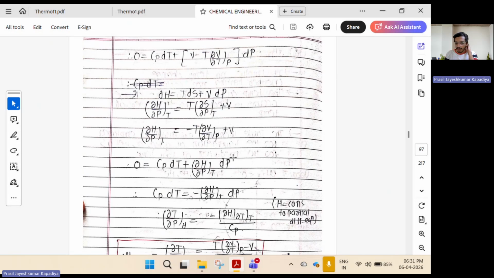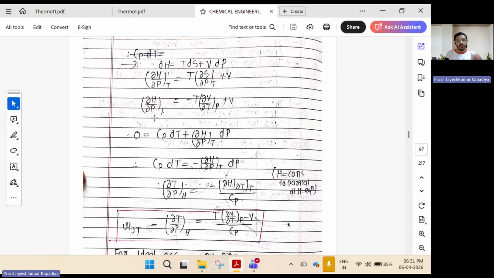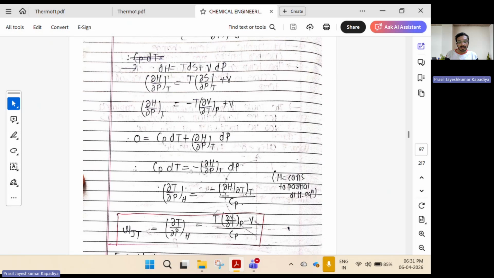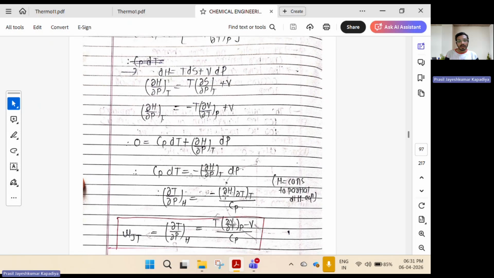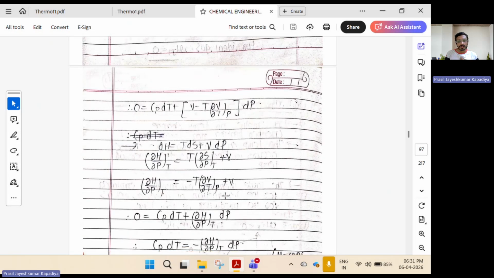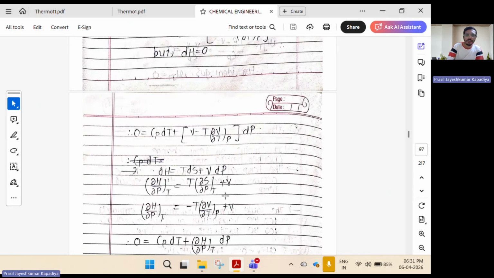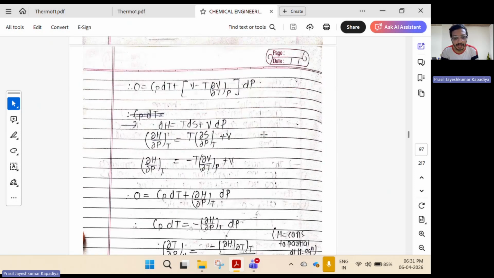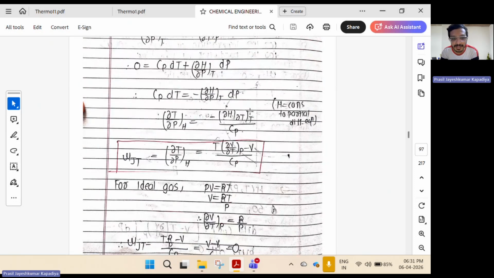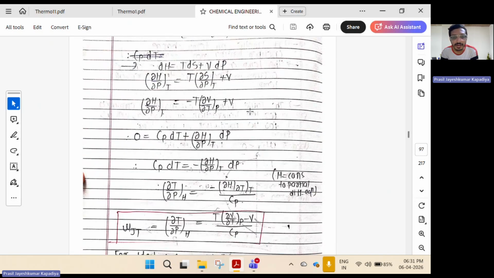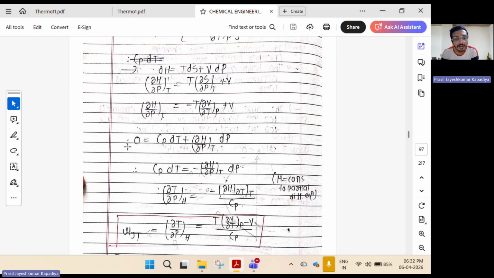I can replace this term. Okay. Now, this term is nothing but del H del T at constant pressure, del H del P at constant temperature. Correct. Now we had this equation.